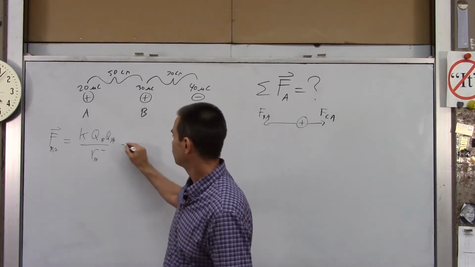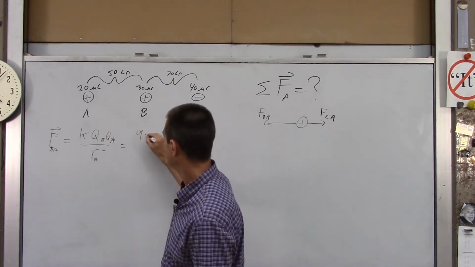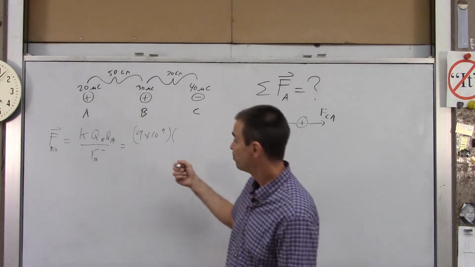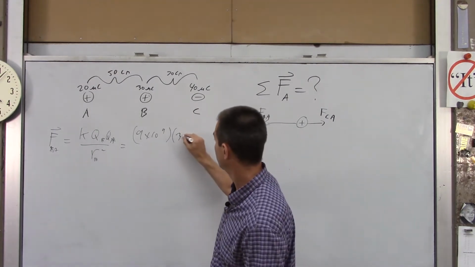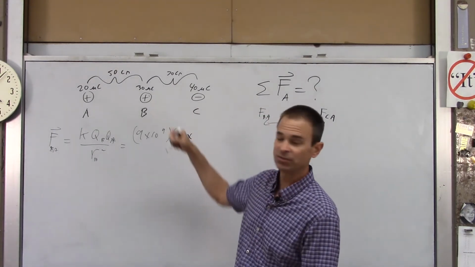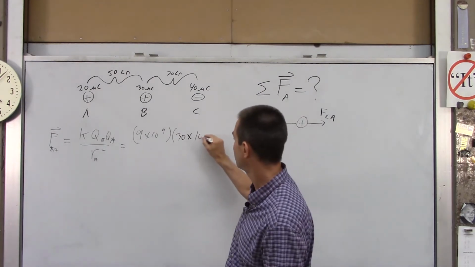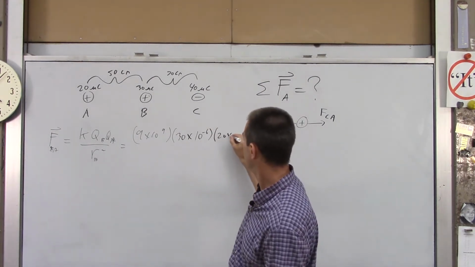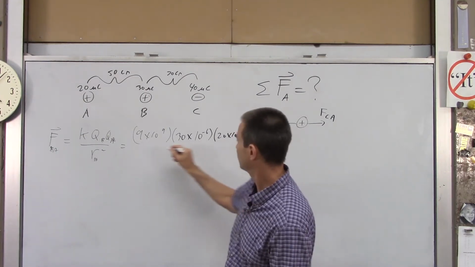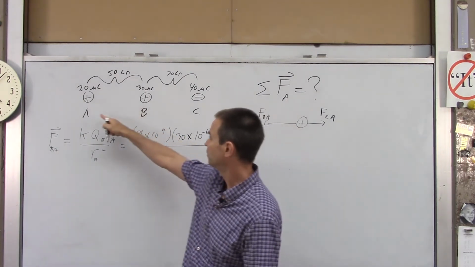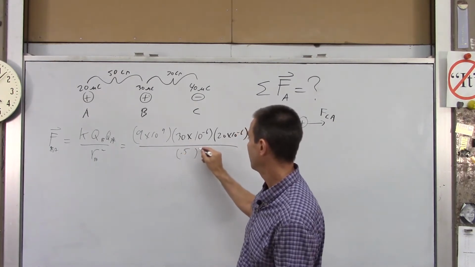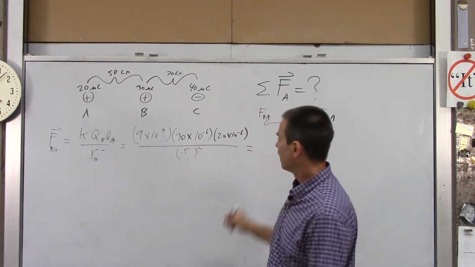The electric constant is 9 times 10 to the 9th. Q1, or QB, is 30, and a micro is 10 to the negative 6, so this is times 10 to the negative 6. QA is 20 times 10 to the negative 6, and then it's all over the distance. How far is it from here to here, in meters? That's 0.5, and I've got to remember to square that.